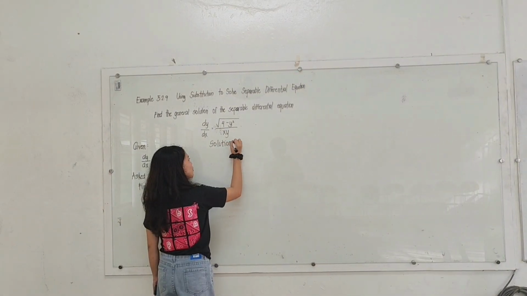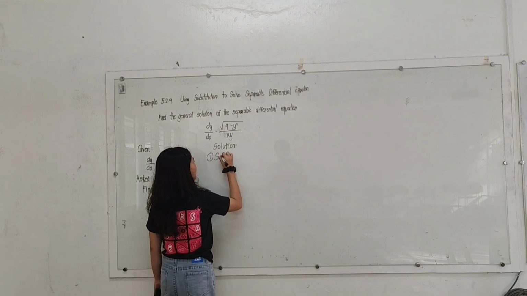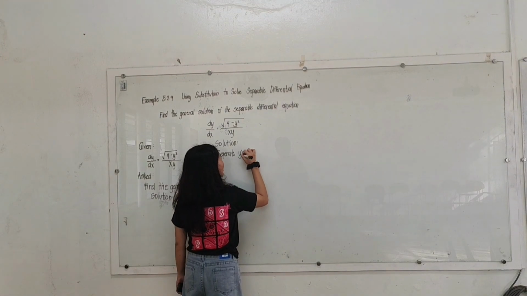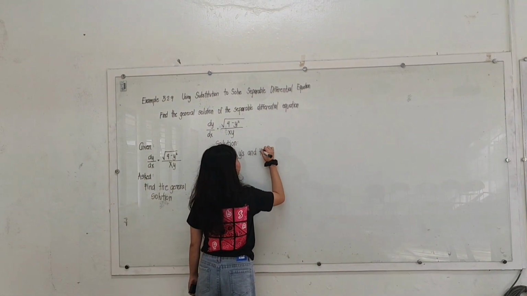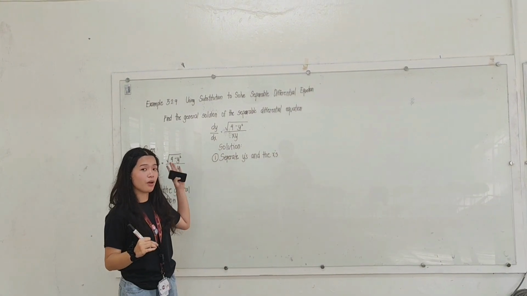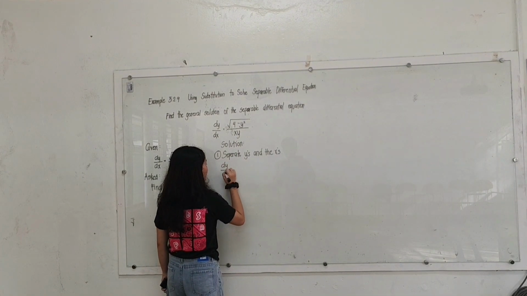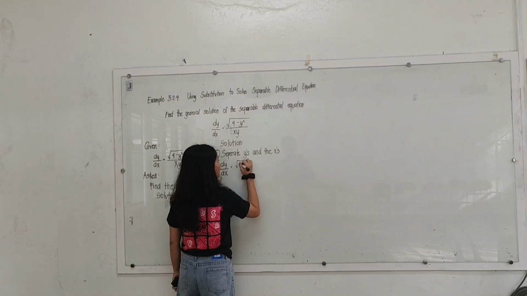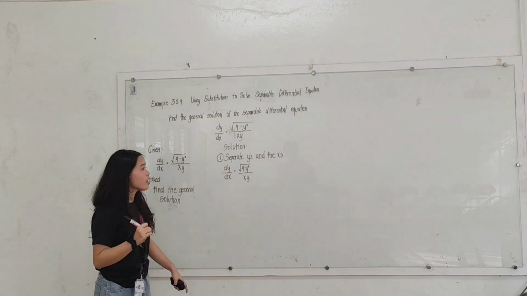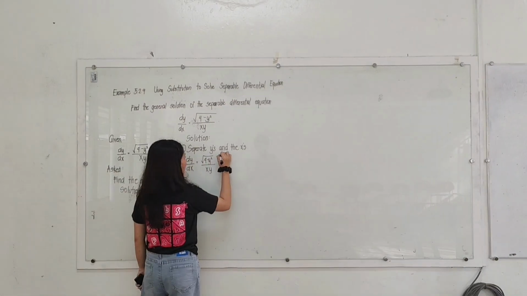So first thing we need to do, guys, is to separate the y and the x. In the right side, the x and the y's is in the left. So let's write the equation. dy over dx equals the square root of 4 minus y squared over xy. Since our x is in the right, we will multiply both sides by dx.